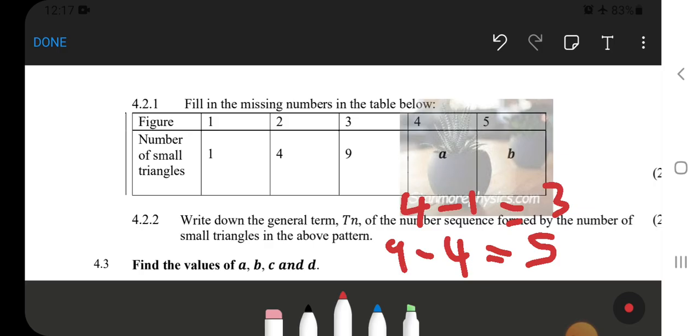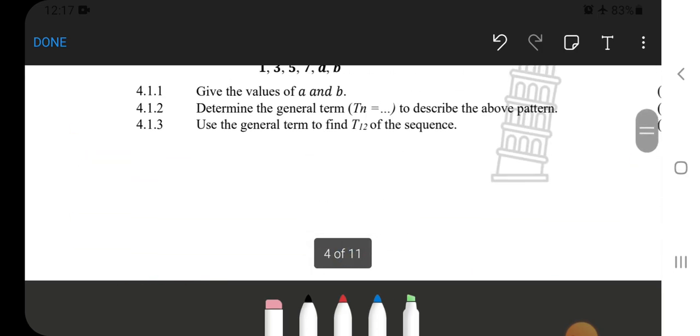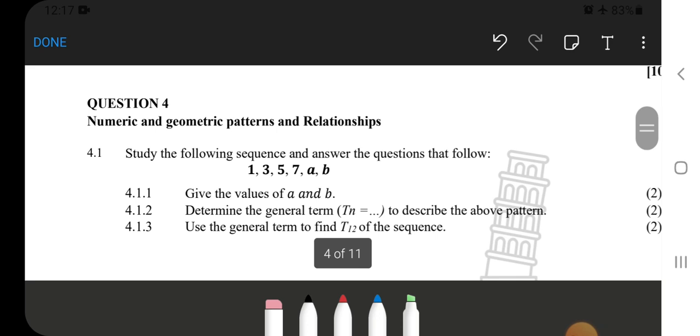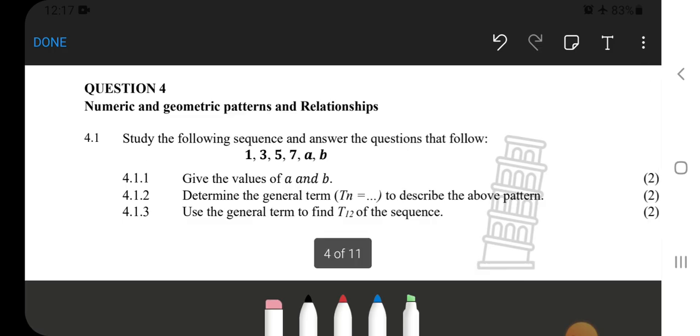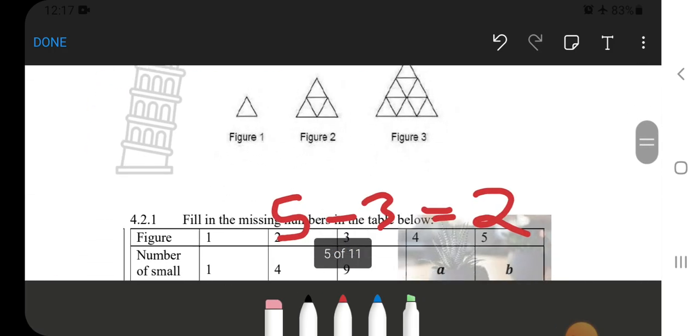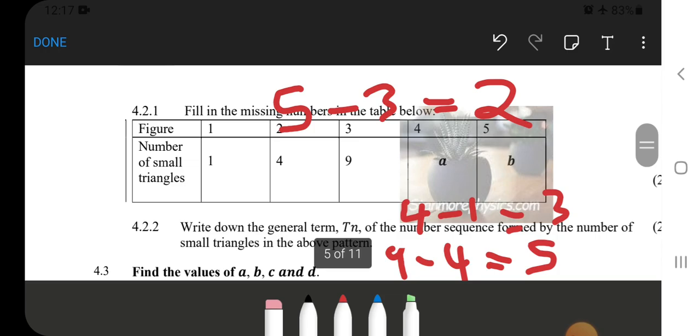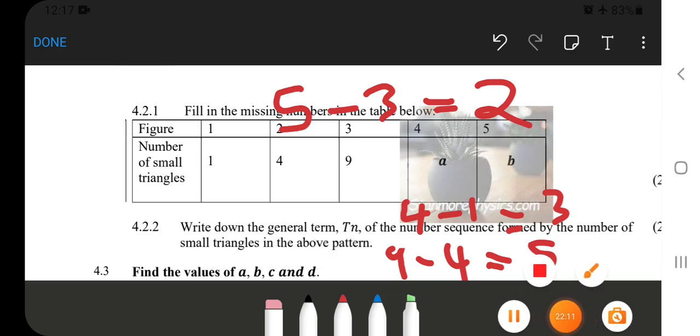So what we now have to do is to have 5 minus 3, and that is 2. So this means that this is the second difference, while in the other one we had the first difference. When we say 3 minus 1, we get 2. 5 minus 3, we got 2. 7 minus 5, we got 2. So that was the first difference. But here we don't have the same first difference, we have the second difference.